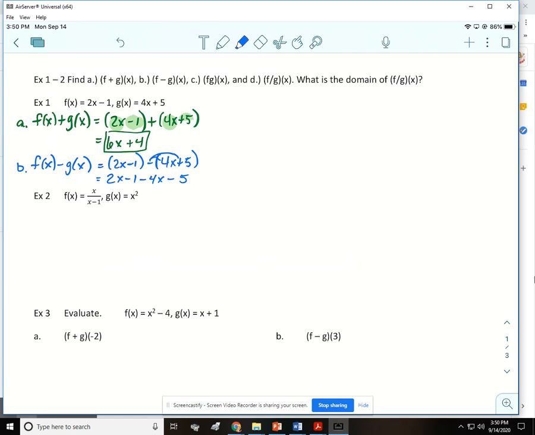Right, then we're going to do the same thing we just did. We have 2x. We're going to subtract 4x from it. That's going to be -2x. And then -1, subtract 5 from it, and that's going to be -6.